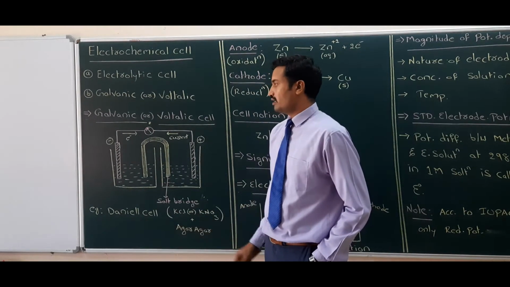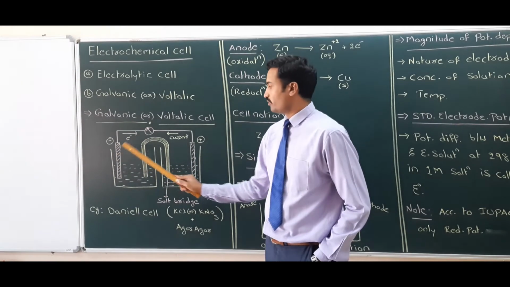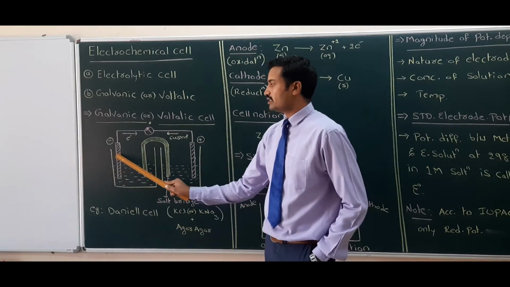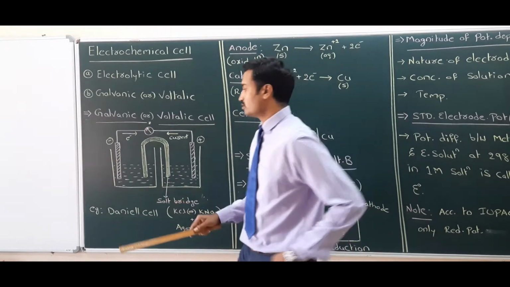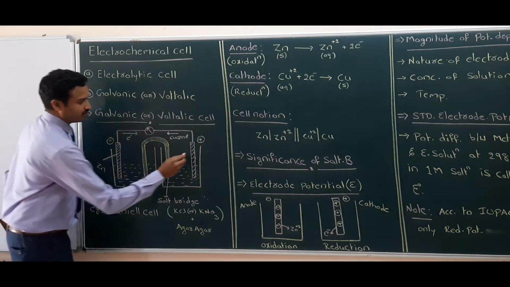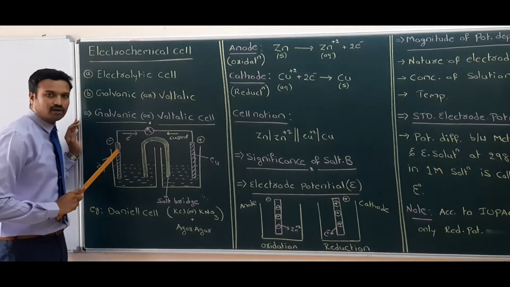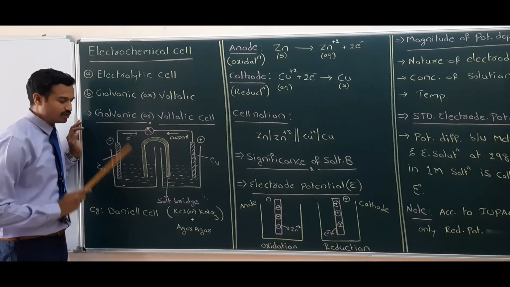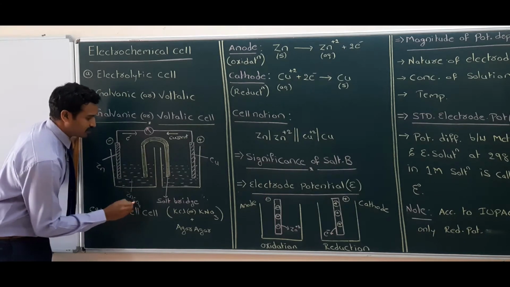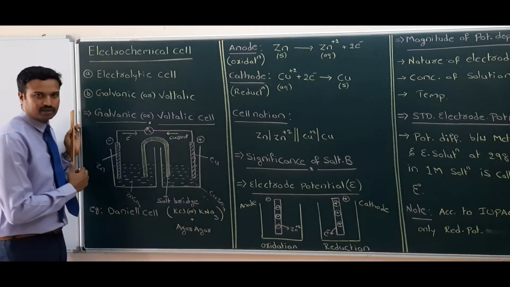In the Daniell cell, under the galvanic cell, this is the electrode, the anode, and this is the electrode, the cathode. Now under the Daniell cell, this is the zinc electrode, and this one is the copper electrode. The zinc rod is dipped in zinc sulfate solution, ZnSO4 solution. This solution is CuSO4 solution, copper sulfate solution.